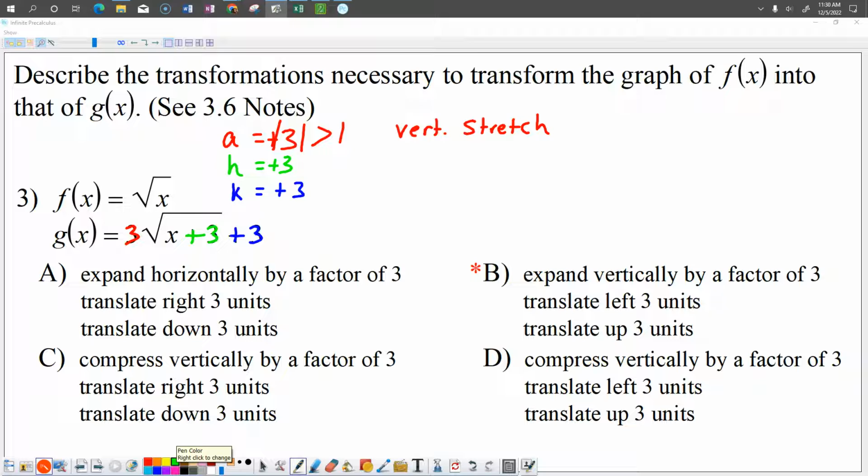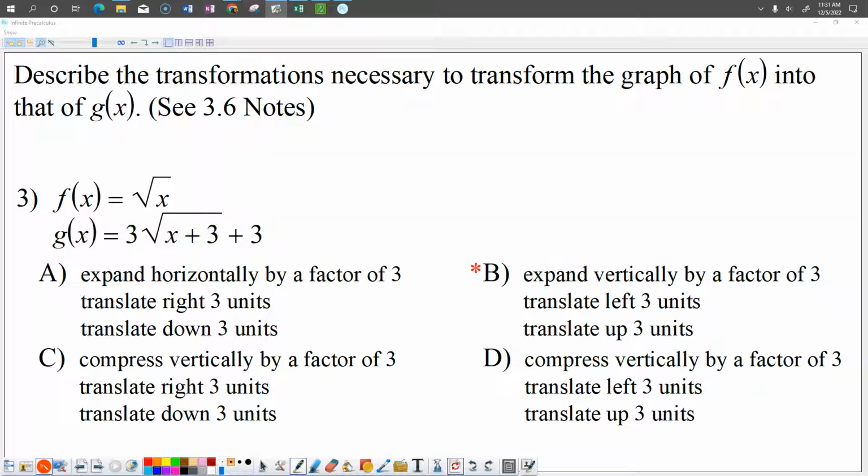Next, notice that my h is a +3, so that means we're going to have a translation to the left again. And notice that my k is positive. That means we're going to have a translation up. And so the answer there would be option B. Now they're using the word expand instead of stretch, but it's the same word. So we have a vertical expansion by a factor of 3, a translation to the left, and a translation up. Notice also they're including the numbers here, the 3s. You can do that too. All right. Moving along to our next question.